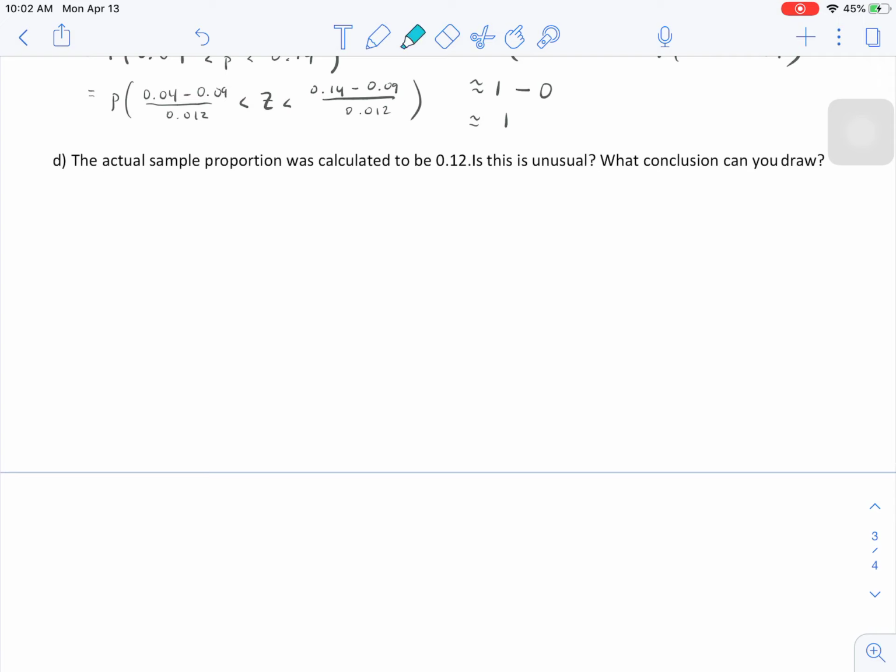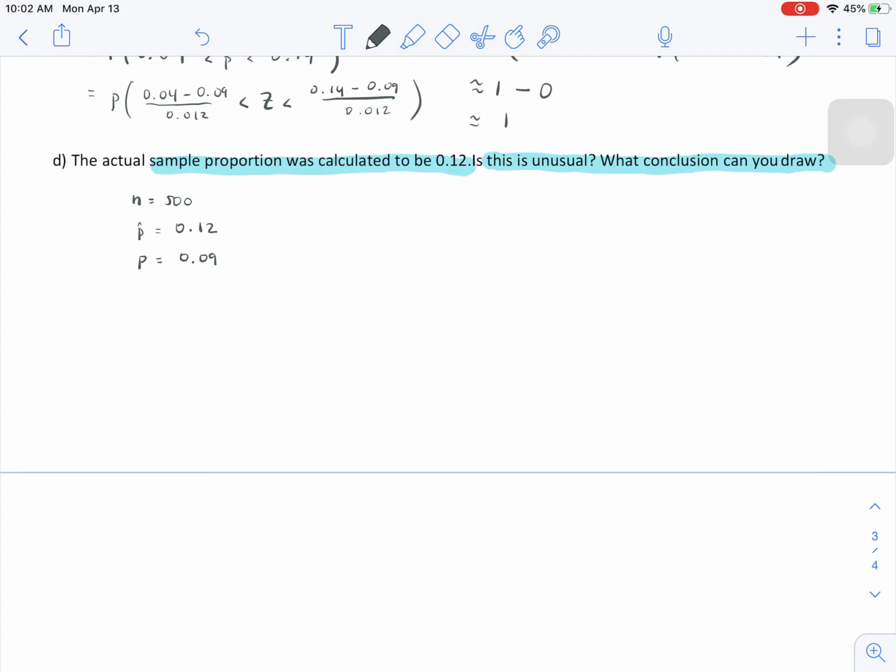Now, let's suppose that the sample proportion was 0.12. Is this unusual, and what conclusion can we draw about the population proportion? As a reminder, our sample was 500 people, and we suppose now that our sample proportion was 0.12. And as a reminder, the population proportion was 0.09. The hat on p here denotes that we're talking about the sample proportion. If there is no hat, then we're talking about the population proportion.